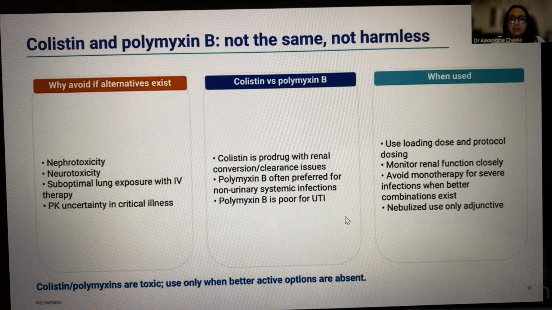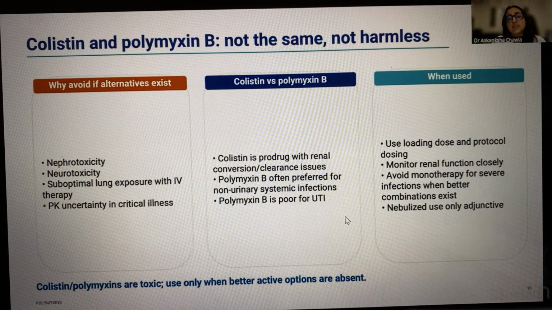Just in brief, about the two drugs, colistin and polymyxin B. They are best avoided if alternatives exist because of the potential for nephrotoxicity and neurotoxicity. When you use them, you must give a full loading dose. Always for colistin, give 9 million units followed by 4.5 twice daily. And for polymyxin B, always give 15 lakh units followed by 7.5 twice daily.